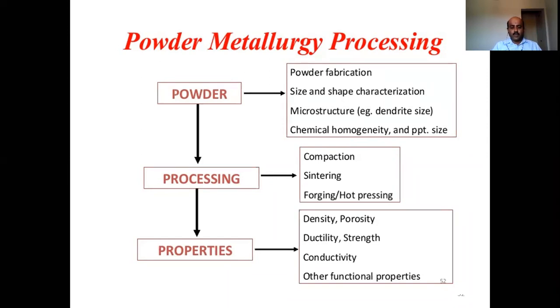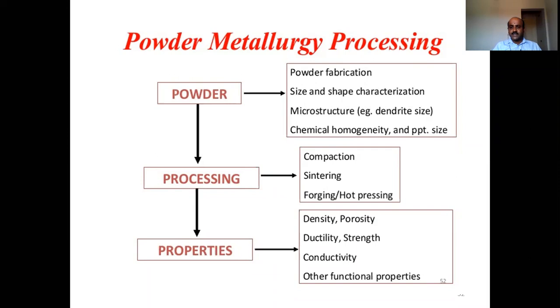Generally, we have three different processing steps here. Powder, and the powder needs to be processed, and then we have to check it for its properties. For the powder, we need powder fabrication, size and shape characterization, microstructure, chemical homogeneity, and particle size.